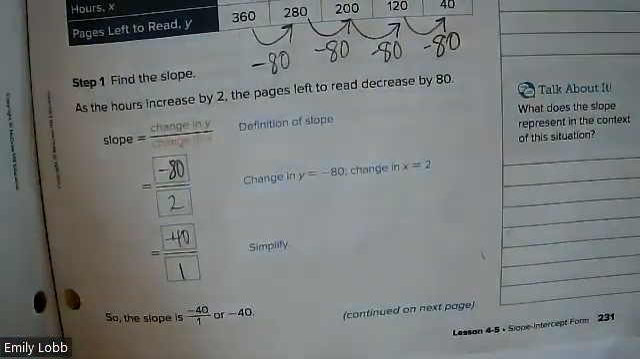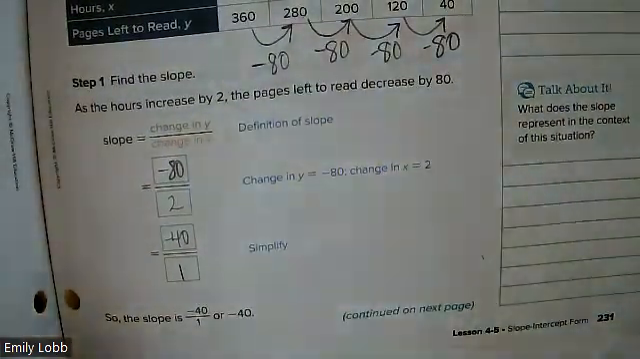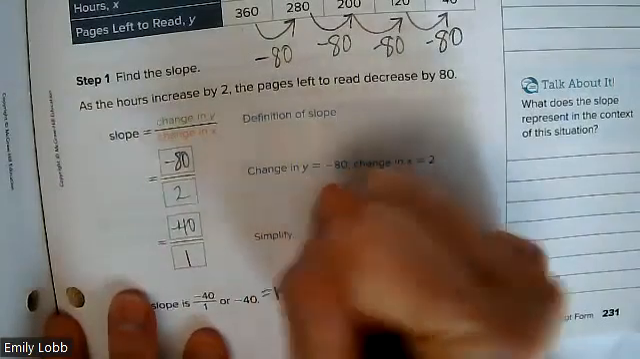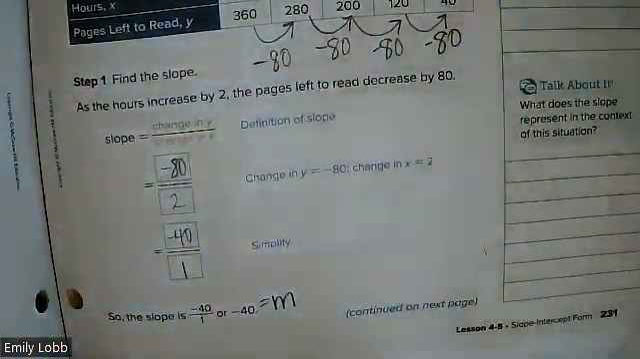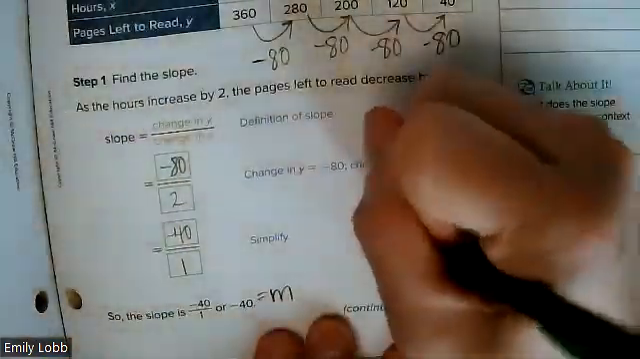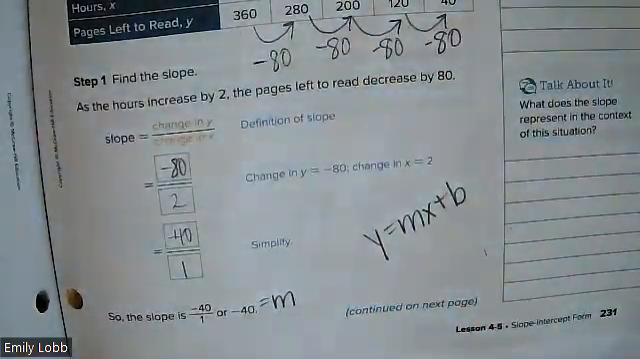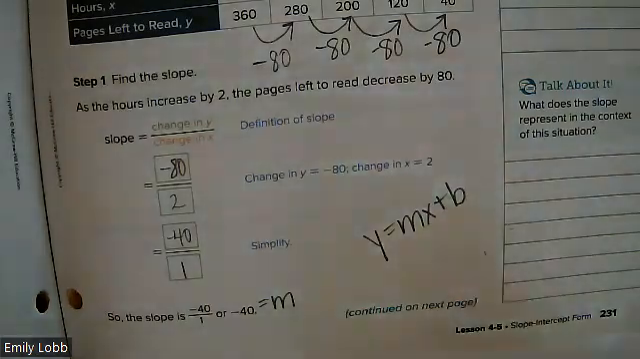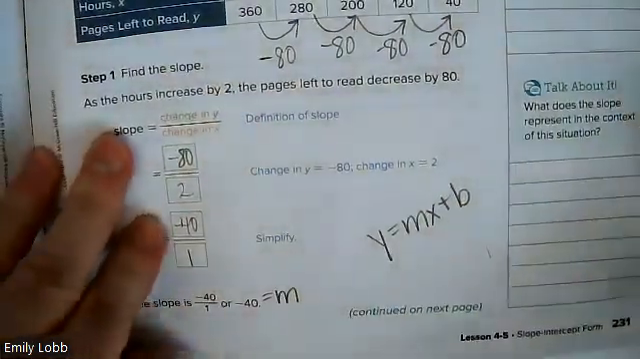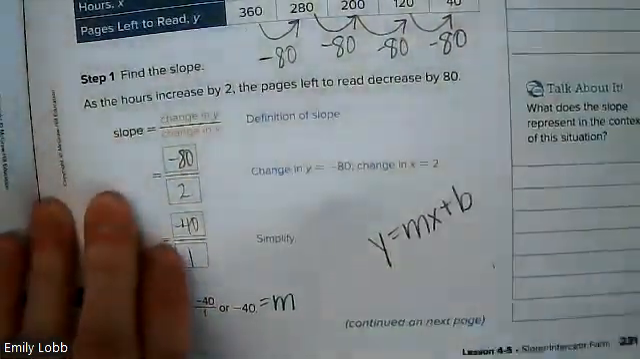What letter is our slope in our equation? M. This is equal to M. I keep writing this because you have to remember what it means and where we put it in our slope-intercept form. Okay, so turn to page 232. We're going to continue this on the next page.